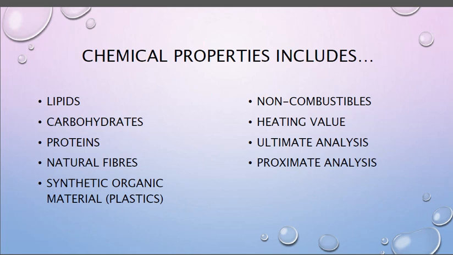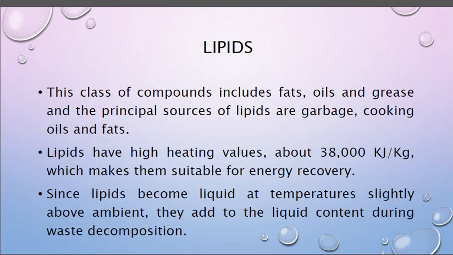So first is lipids. I told you in the last slide, these are the chemical properties. What do chemical properties include? These are lipids, carbohydrates, proteins, natural fibers, synthetic organic material, non-compressible, heating value, ultimate analysis, proximate analysis. So first of all, we will talk about lipids. What is lipid? This class of compounds includes fats, oils, and grease, and the principal sources of lipids are garbage, cooking oils, and fats. Basically, we all know what carbohydrates, lipids and the others are.